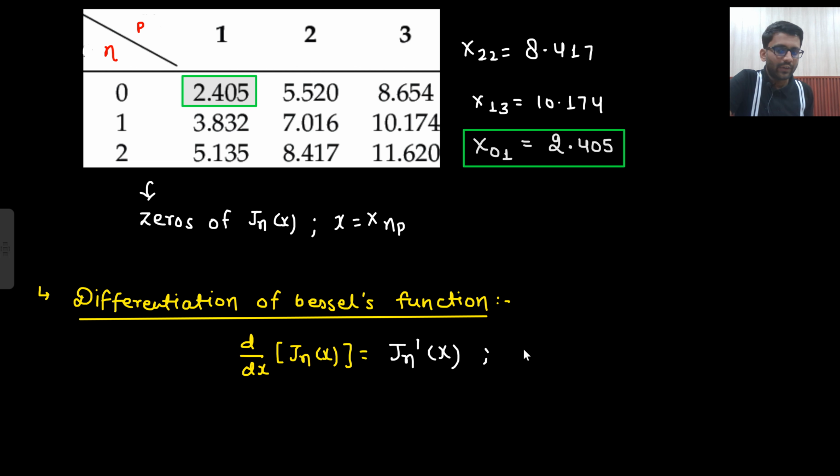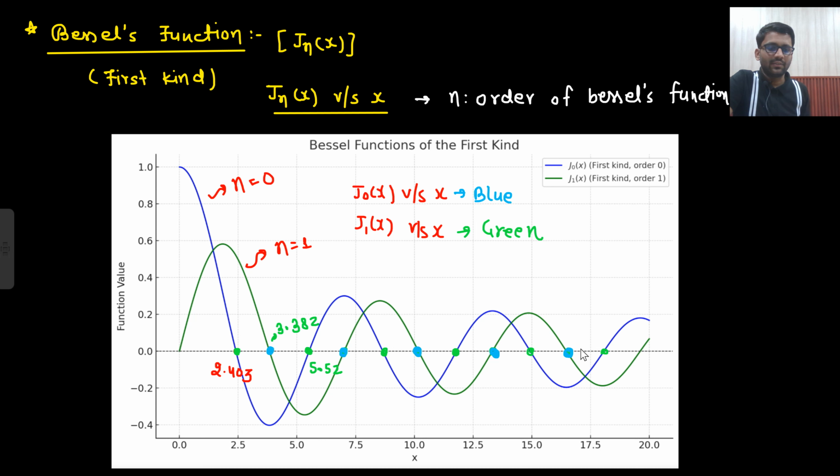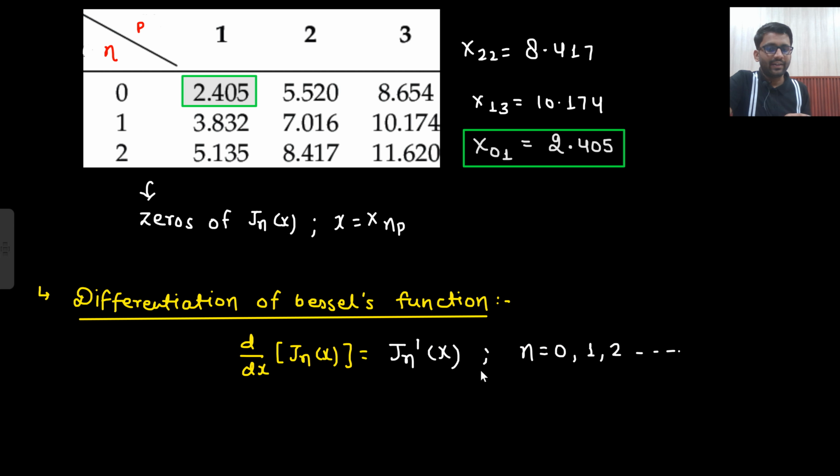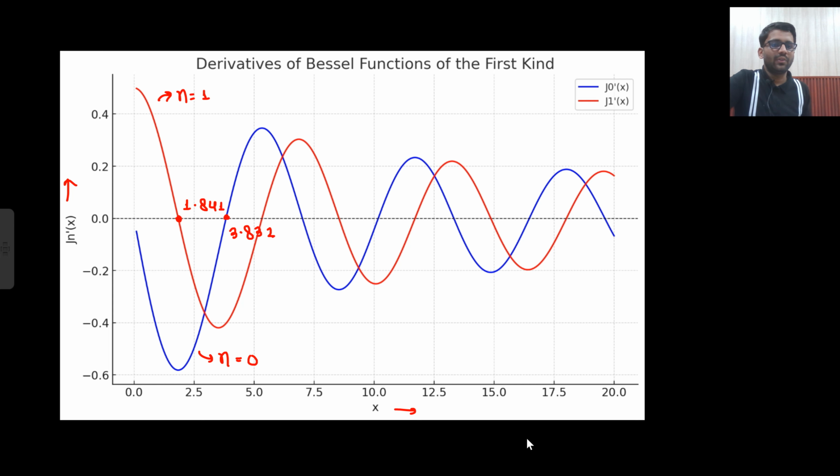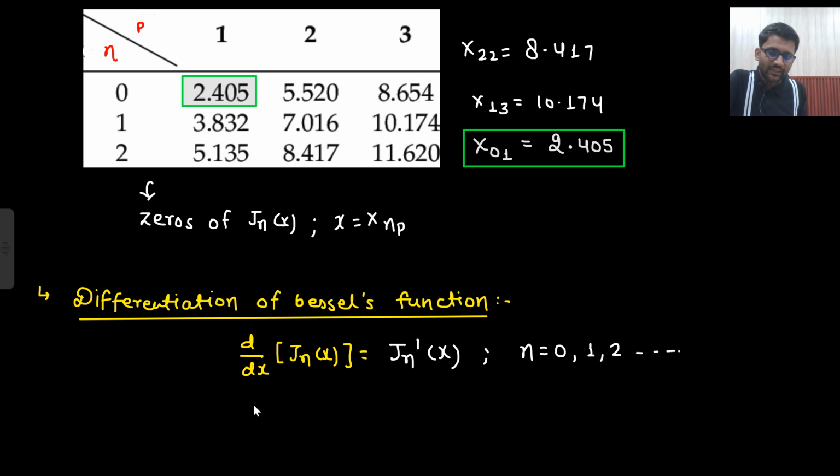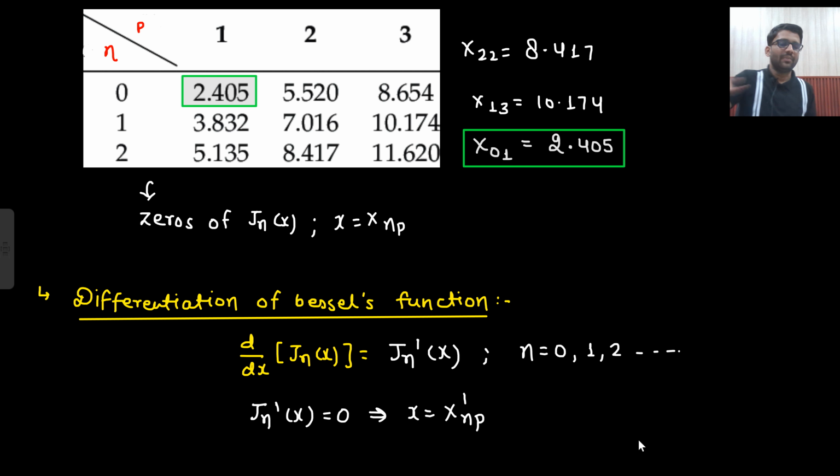Now what could be the value of n? N could be 0, 1, 2, anything. So now this can also be 0, like Jn dash x. Now we will draw the graph of Jn dash x. We have drawn the graph of Jn x. Now we will draw the graph of Jn dash x. So this can also be 0, no? At a different point. What I mean to say is that Jn dash x can also be 0 at a different value of x, so that we will denote as x dash np.